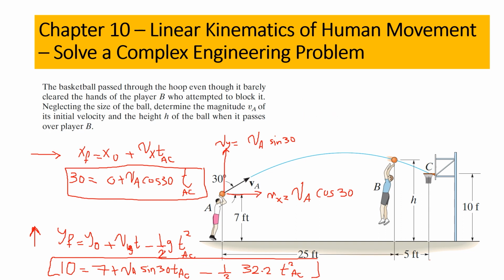If you do the substitution, you will end up with VA equals and TAC equals, right? Correct? Now, in the exam, I'm going to give you something simpler to find the solution. But if you do this calculation, your velocity here is going to be 36.7 feet per second, right? And the time is 0.943 seconds, right?